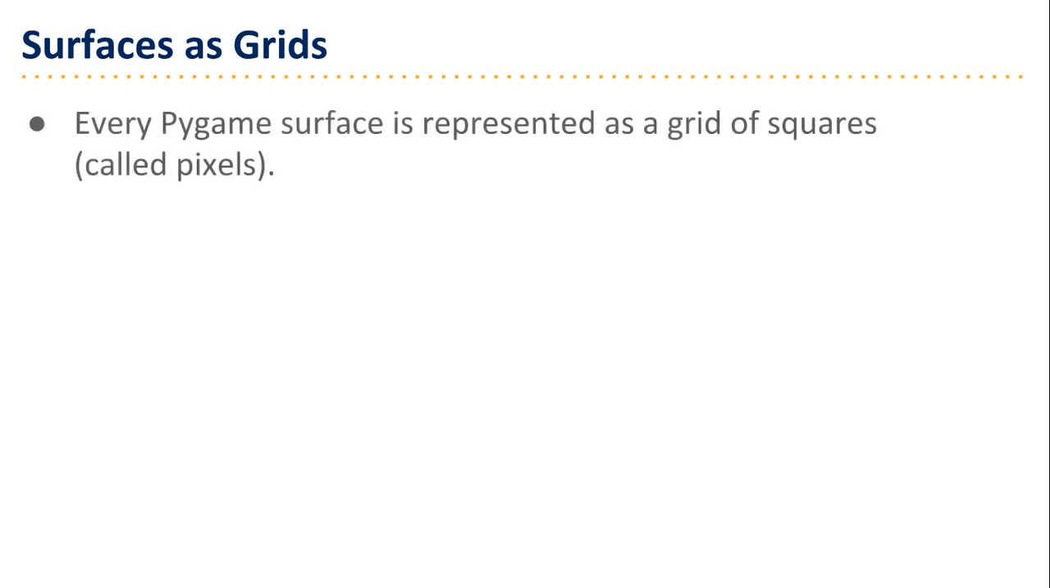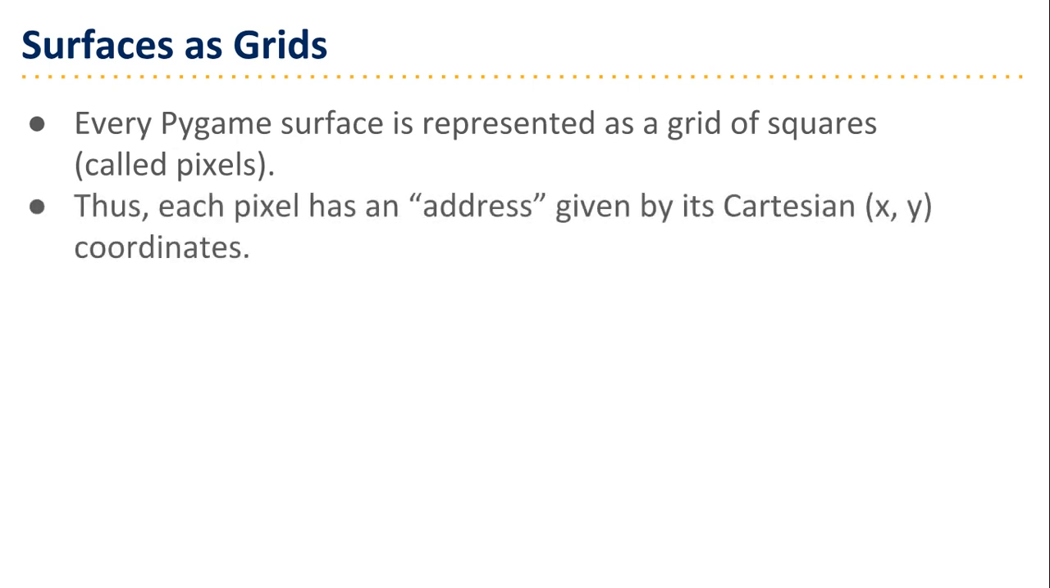Okay, so a surface is this internal representation, but how is a surface represented in Pygame? Well, a surface is represented as a grid of squares. Just like in Homework 3, you had a board. In the Tic-Tac-Toe Lab, you had a board. In a lot of your midterm projects, you had a board that was this list of lists. In Pygame, a surface is a grid of squares, and each square is called a pixel. So each pixel has an address that's given by its Cartesian XY coordinates. So you can say pixel 0,0 or pixel 1,0. And that'll give you a particular spot on this surface grid.